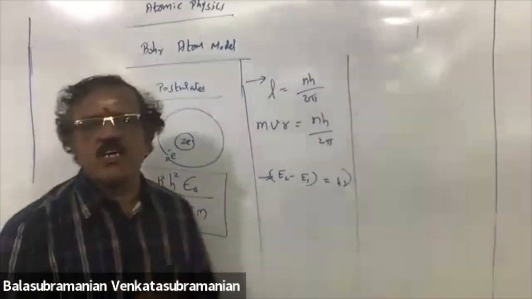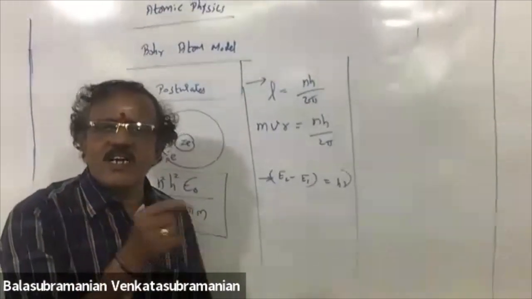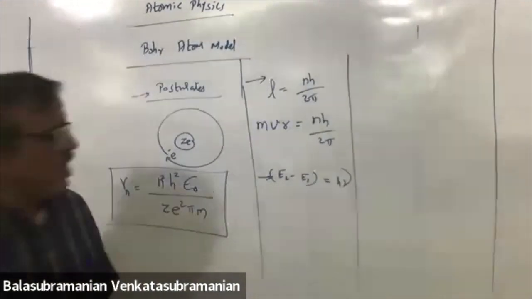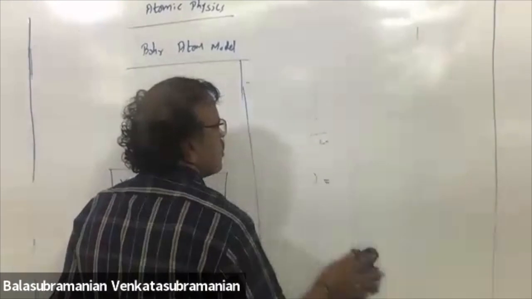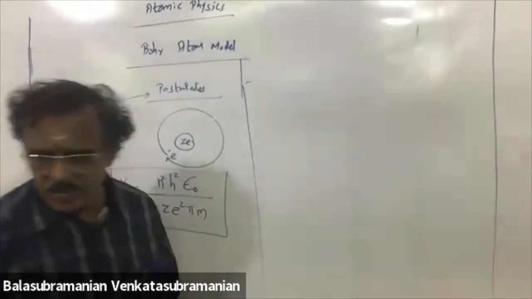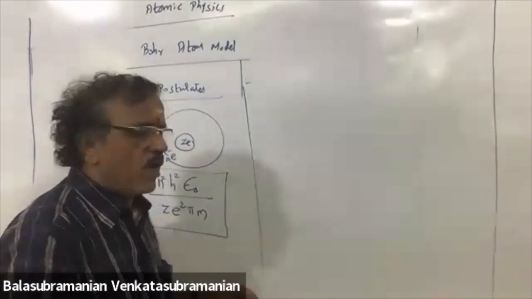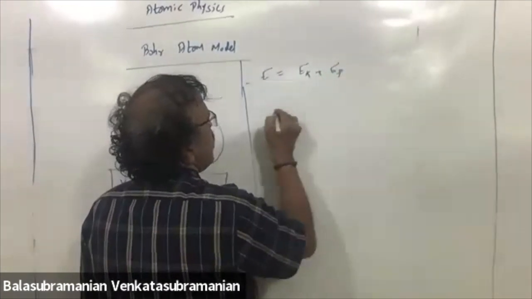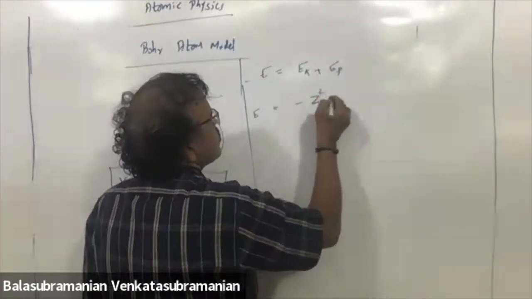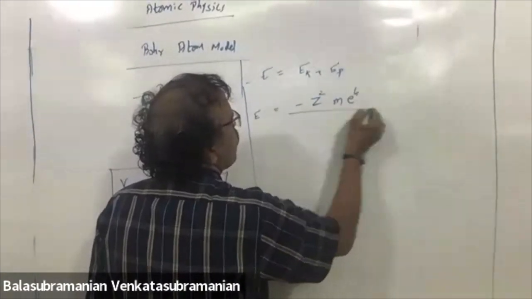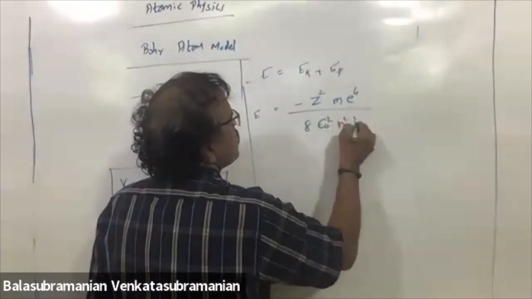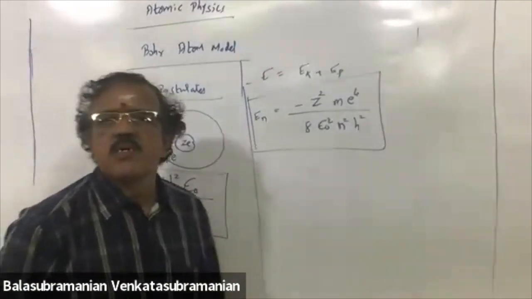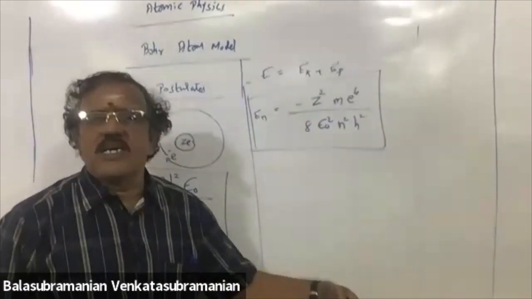Then kinetic energy, and potential energy, the electric potential energy. Using these two, he found out the total energy of the electron which is revolving. E total is kinetic plus potential, which is minus Z square m e power 4 by 8 epsilon naught square n square h square. Kinetic energy calculate, potential energy calculate, add these two.